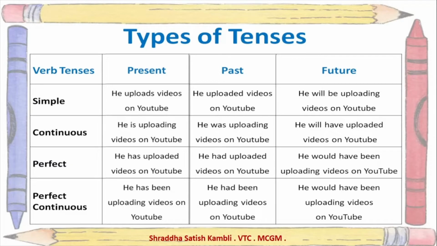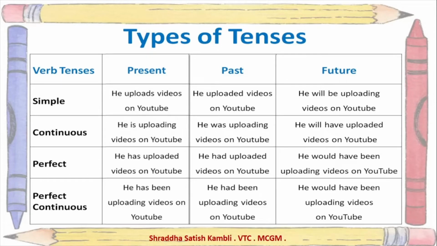He uploads videos on YouTube. Present continuous, he is uploading videos on YouTube. Present perfect, he has uploaded videos on YouTube. Perfect present continuous or present perfect continuous, he has been uploading videos on YouTube.